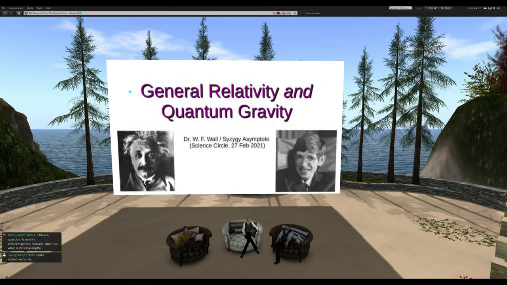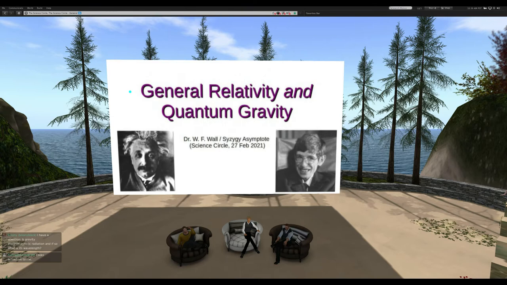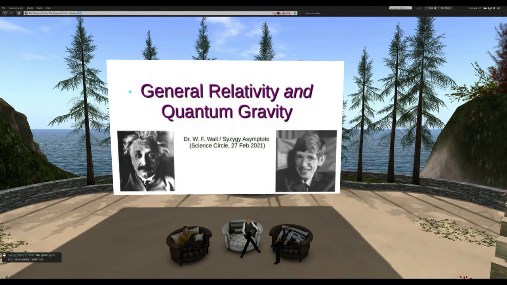Just as an example, if you've ever been to a children's museum, they will have a little toy, usually in the foyer, of a gravity well, where you can roll a penny and it circles around a spiral well. And that's supposed to illustrate the sense of what a gravity well is.